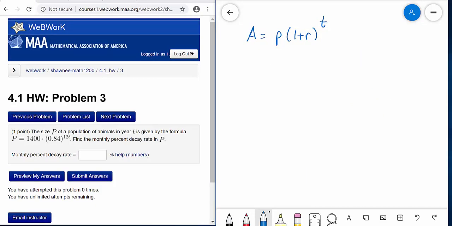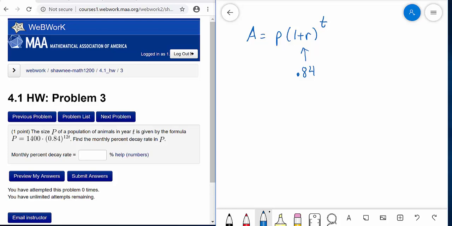So problem number 3, we have a population of animals in year T given by this formula. P equals 1400 times 0.84 to the 12t. It says find the monthly percent decay rate in P. So we're looking again at this base. We see that the base of 0.84 corresponds to the 1 plus r. That's the base of the exponential. So this is where we need to look to find the decay rate.